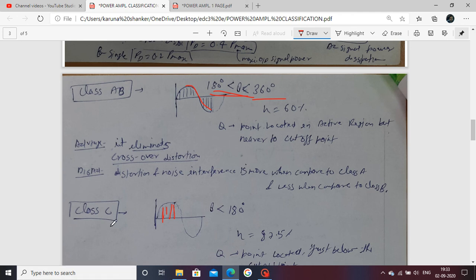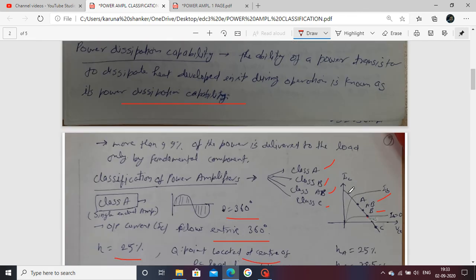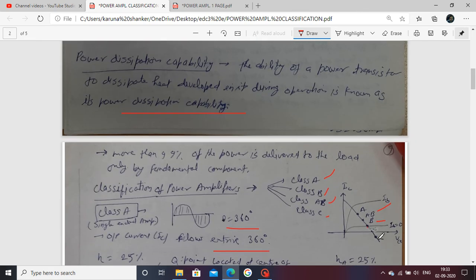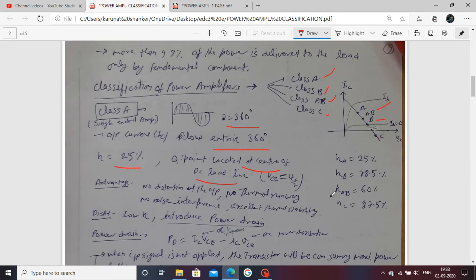And here you see class C amplifier, where the current flows for less than 180 degrees, and the efficiency comes to 87.5%. The highest efficiency comes in the class C amplifier. The Q point is located just below the cutoff point. This one shows just below the cutoff point, and this one is the cutoff point. Now these are the comparisons in a few terms.